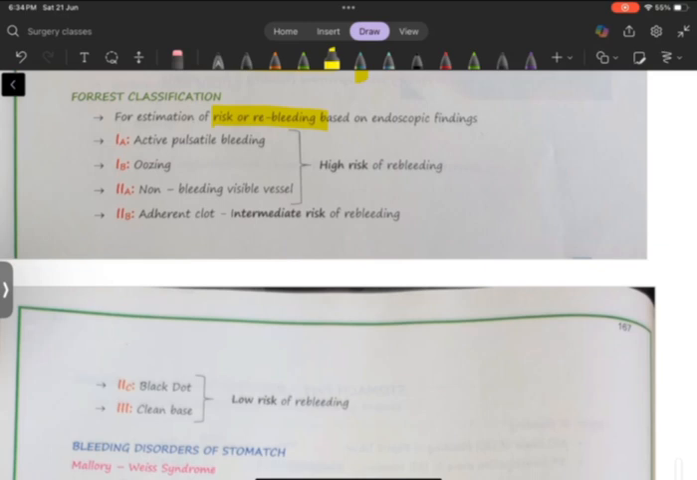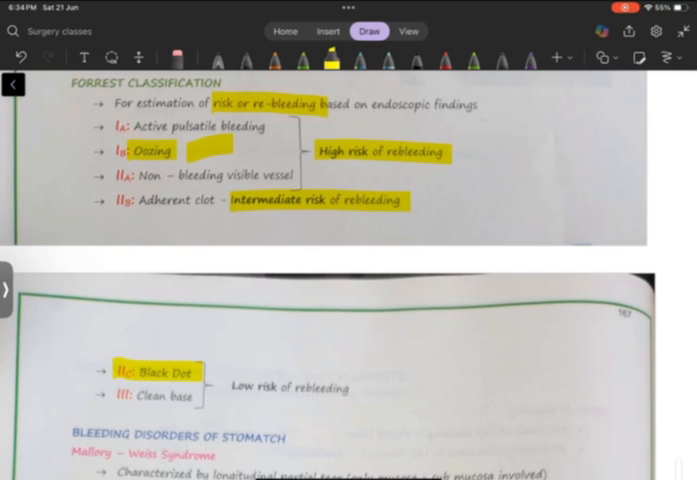So 1A stands for active pulsatile bleeding. 1B is active oozing, where continuous blood is pushed out. 2A is non-bleeding but the vessel is visible. All these three are classified as high risk of rebleeding. 2B is an adherent clot with intermittent risk of bleeding. Then 2C is a black dot.